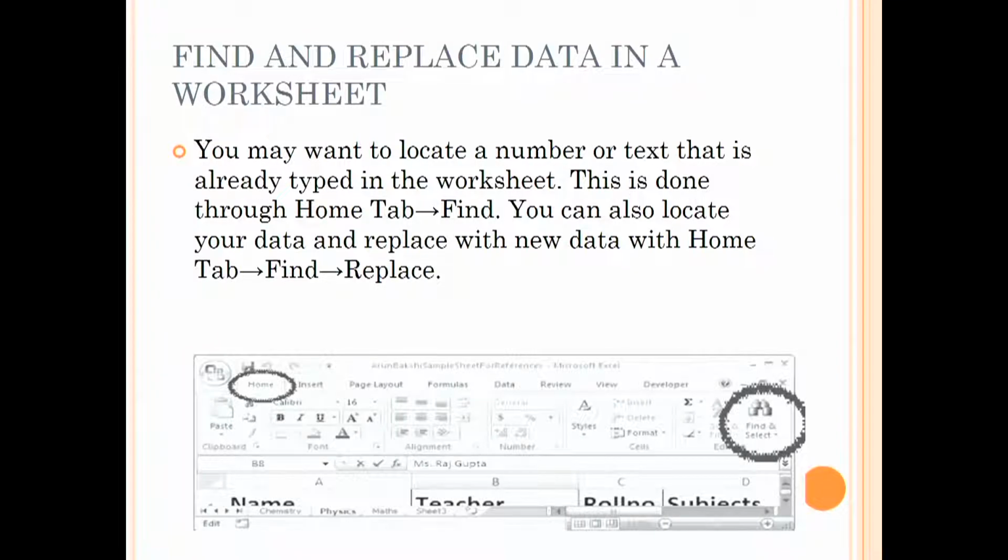Now one important thing is how do we find and replace data in a worksheet. You may want to locate a number or a text that is already typed in the worksheet. This can be done through the home tab; you have to go to the home tab and then go to find. You can also locate your data and replace it with new data with the replace button. That is also found under the find tab. So you have to go to the home tab, then find, and then replace. That's how you can replace whatever you want.